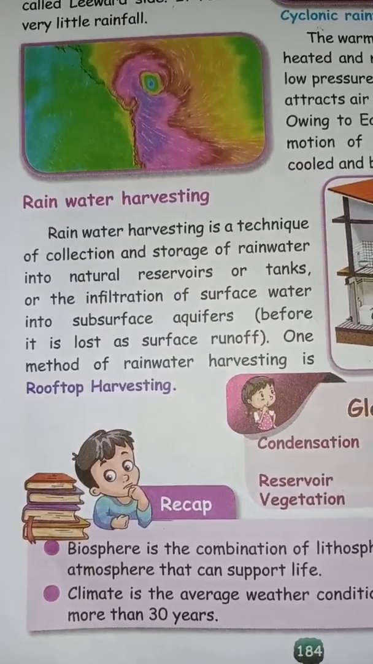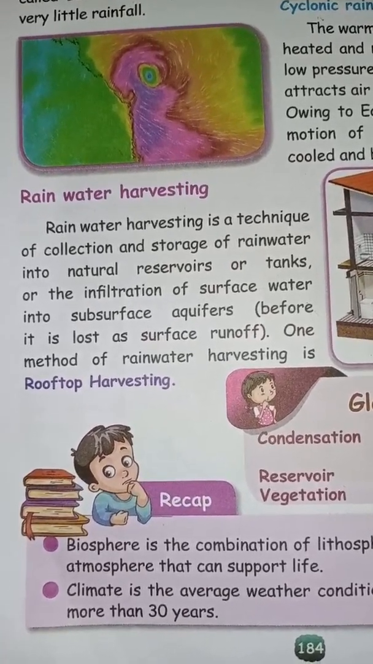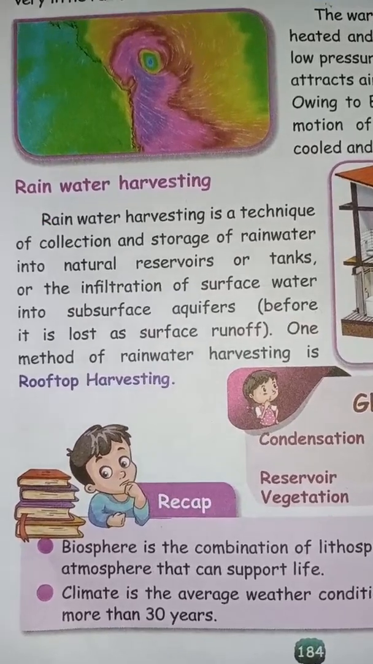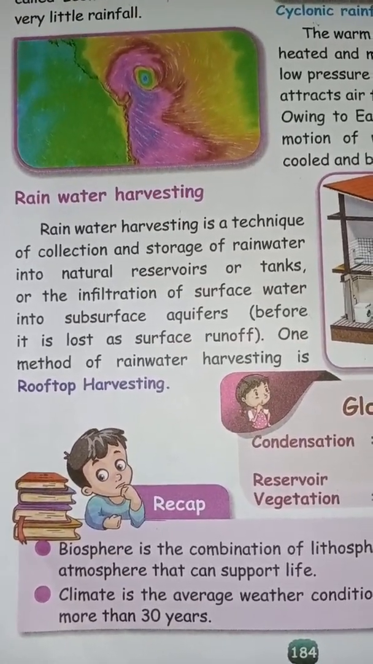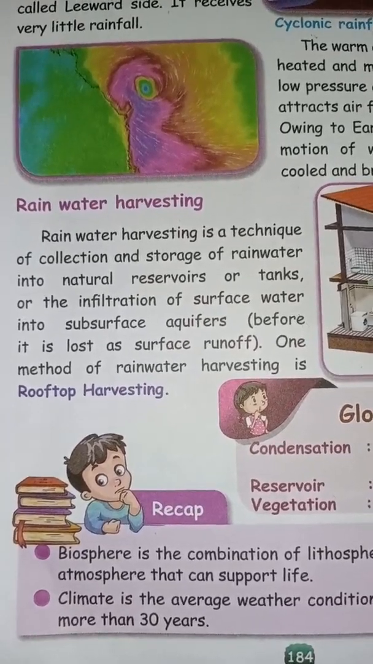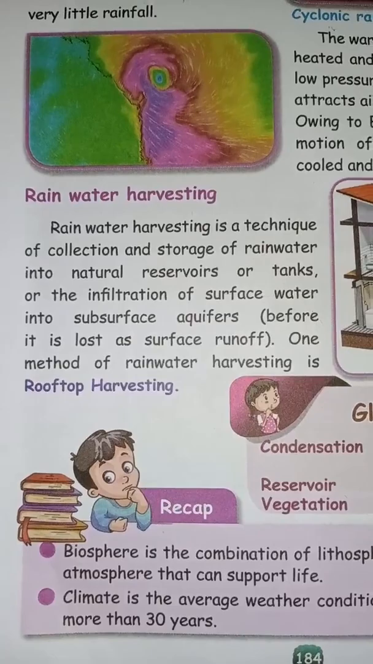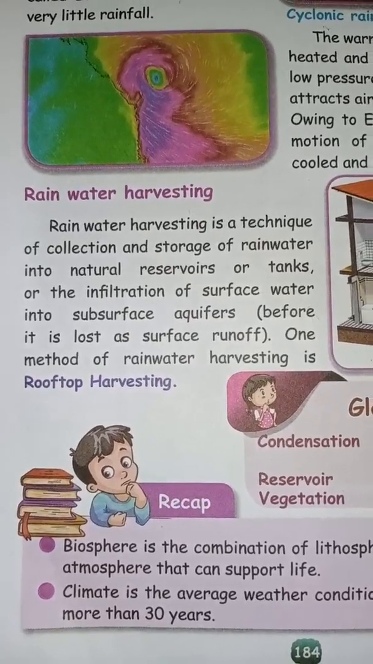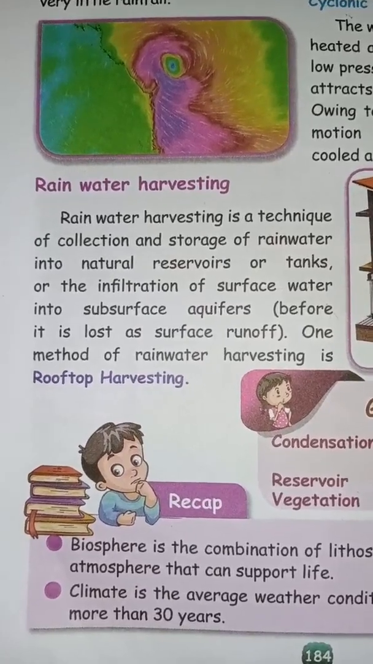Then active rainwater harvesting. It is also known as rooftop rainwater harvesting. Okay, children. So, the types of rainwater harvesting are passive and active. Passive is outdoor rainwater harvesting and active is also known as rooftop rainwater harvesting.